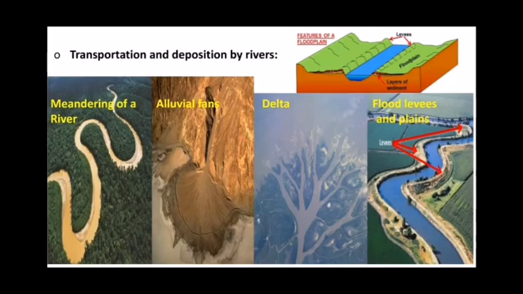As the steepness of the slope decreases and the transporting capacity of the river reduces, it starts flowing slowly. That means if the steepness is less, then obviously the flow of the water becomes slower.